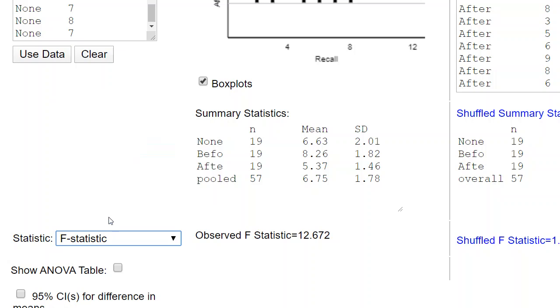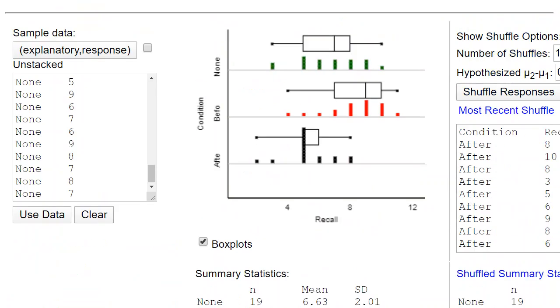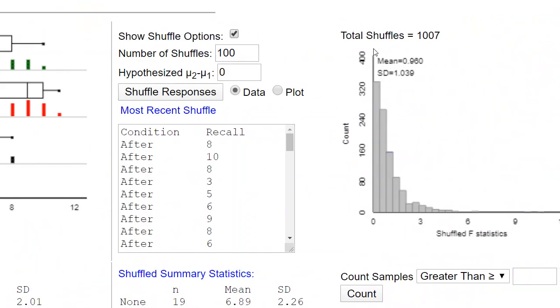That's what real statisticians use because it factors in not just the differences in the means, but the standard deviations and the sample sizes as well. That's very important. Okay, so it runs a whole calculation for you. The F statistic is 12.67. It will run the null hypothesis for you with the F statistic.